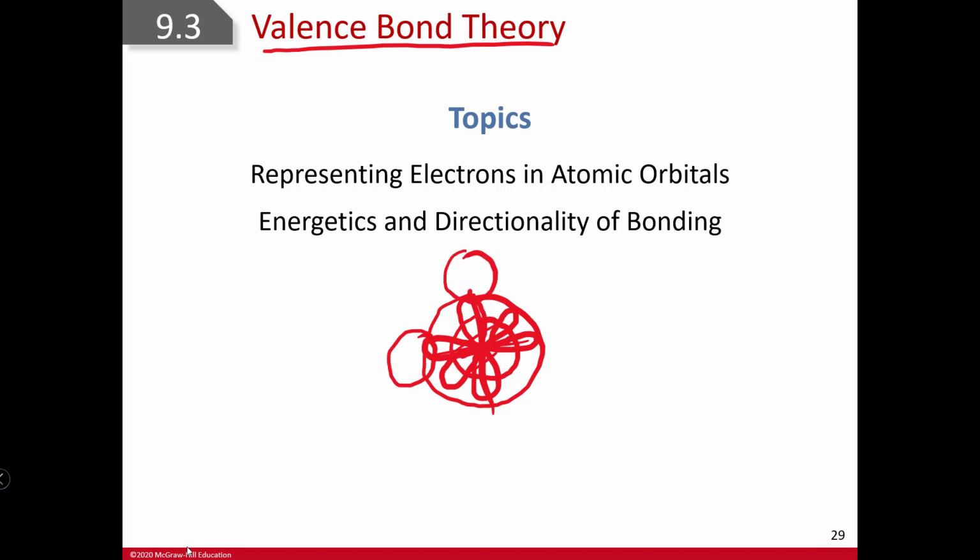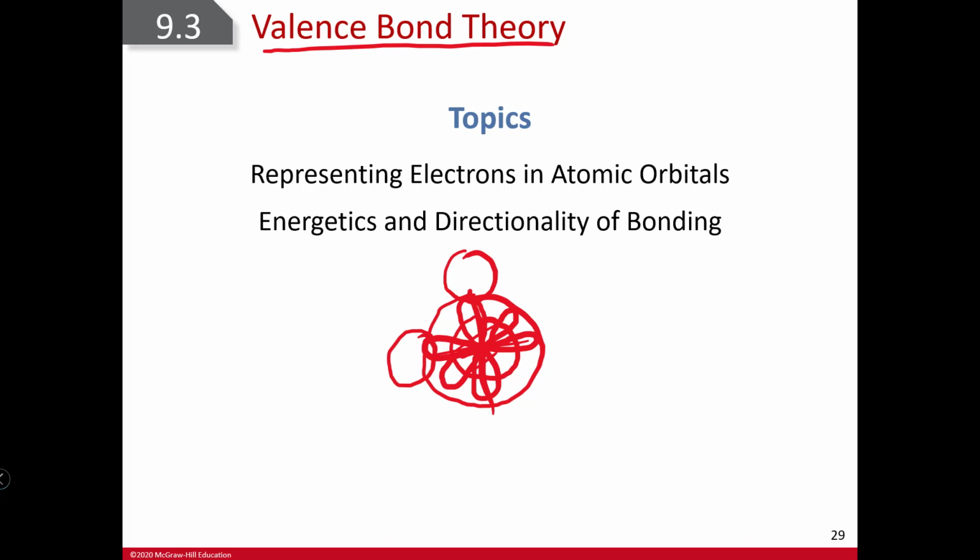Valence bond theory says that atoms that are bonding together overlap just a little bit, like so. They don't overlap a lot because of the nucleus of this atom. Let's change the color here. I need a black maybe.